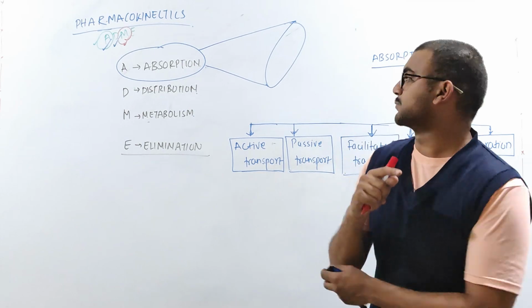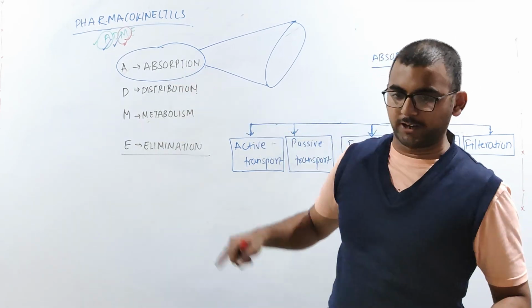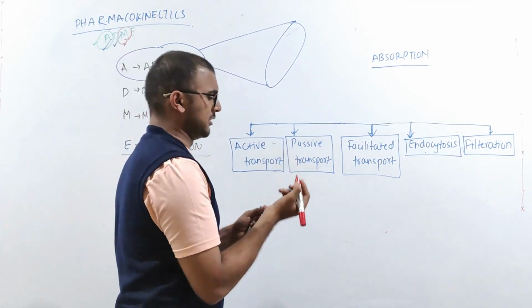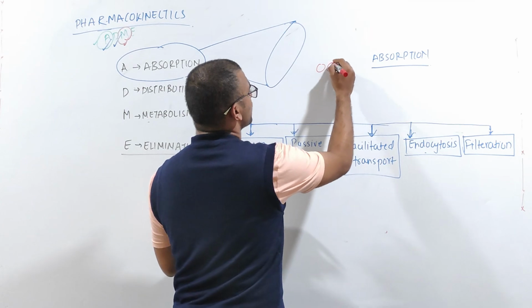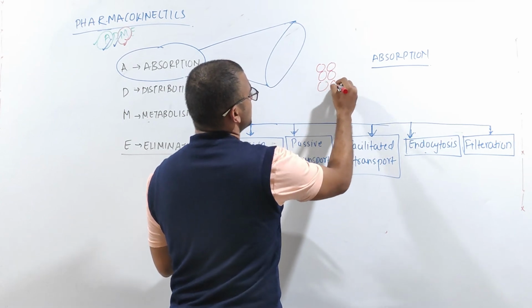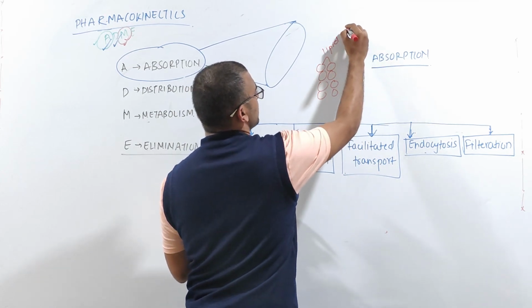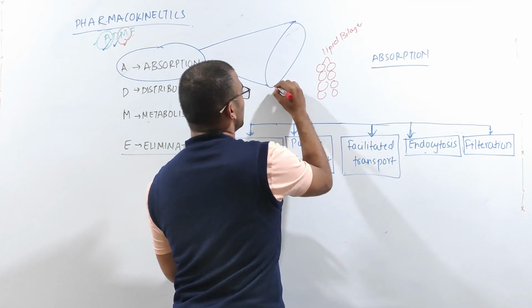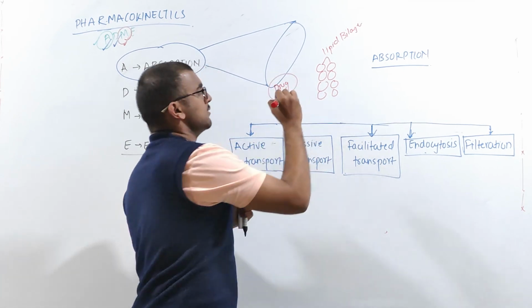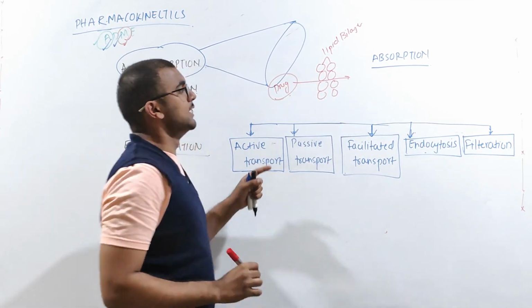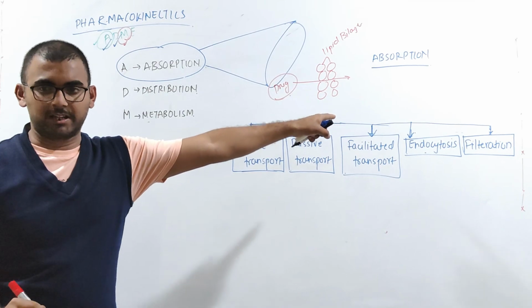Now, let us understand the first process, that is your absorption. Very important process, the primary process. Try to understand this. So absorption means what? Here you have your lipid bilayer. The drug molecule which is there has to cross this lipid bilayer.